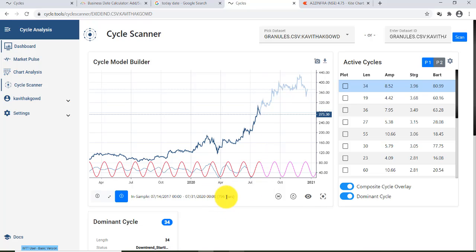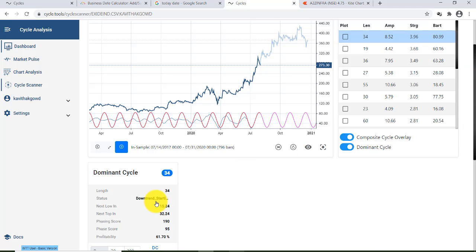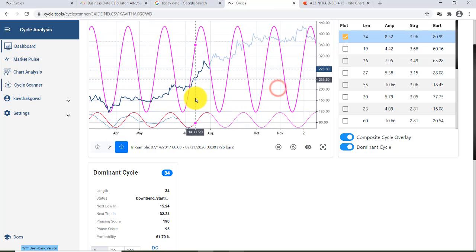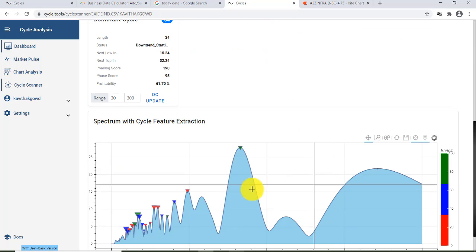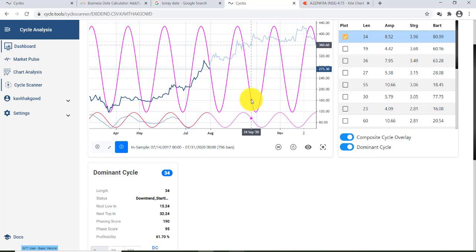As we are seeing the 34 days cycle, we can consider an entry, and here it is showing the downtrend starting. The 34 days cycle is a short term cycle which is embedded in the long term cycle which is already running. That could be this one, 166, or that could be the 343 days upward cycle that is already running. So the 34 days cycle is a short term cycle which entered into this long term cycle. So even though it's mentioned downtrend starting.